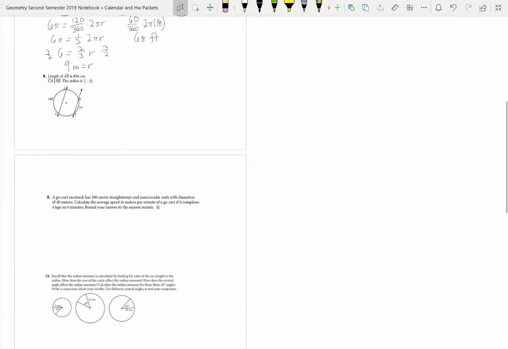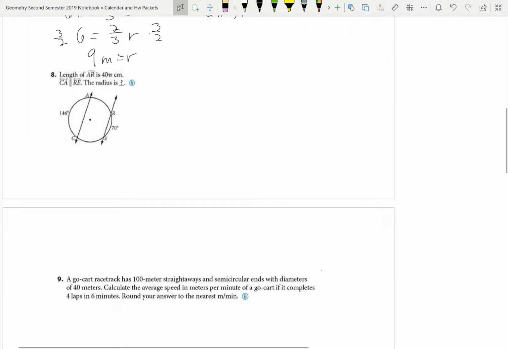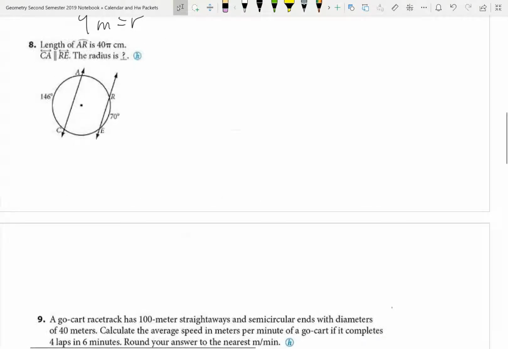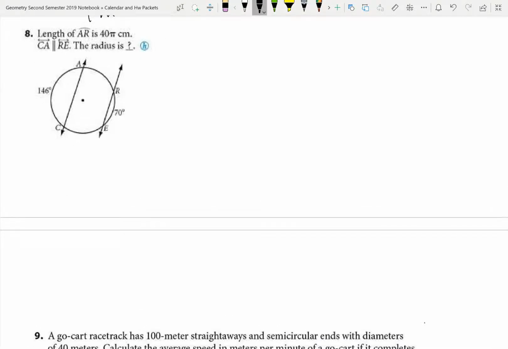This video is going to finish the 9.6 homework. Starting with number 8, we have the length of arc AR is 40 pi centimeters and CA is parallel to RE. So these are parallel. Well, that's automatically going to tell us that arc AR is congruent to arc CE.